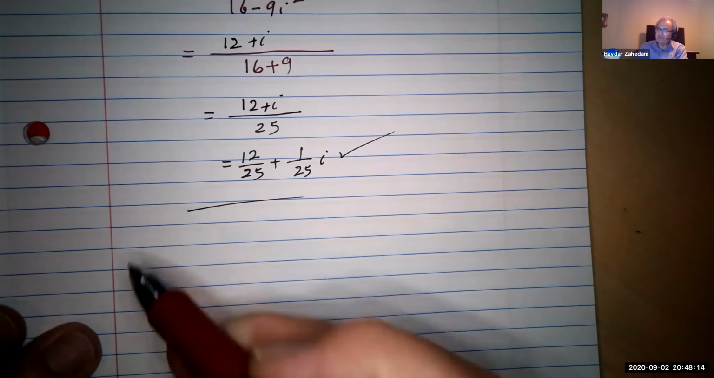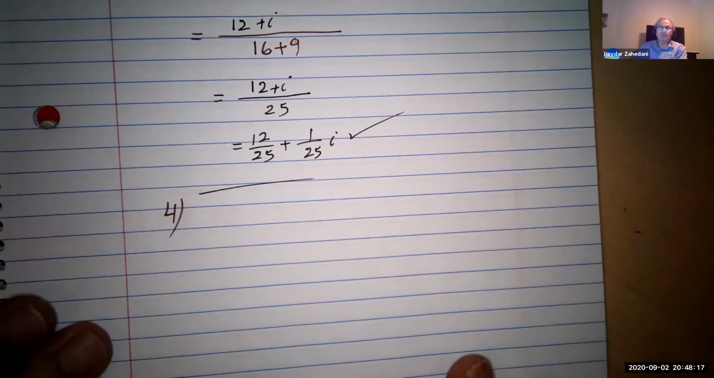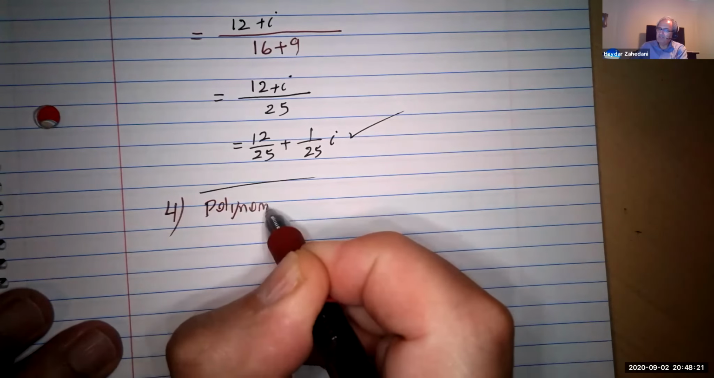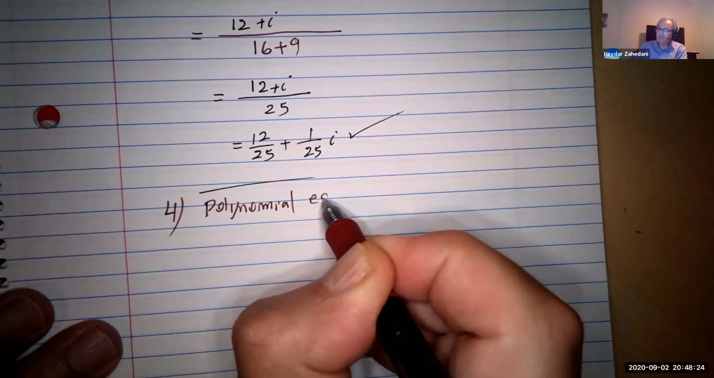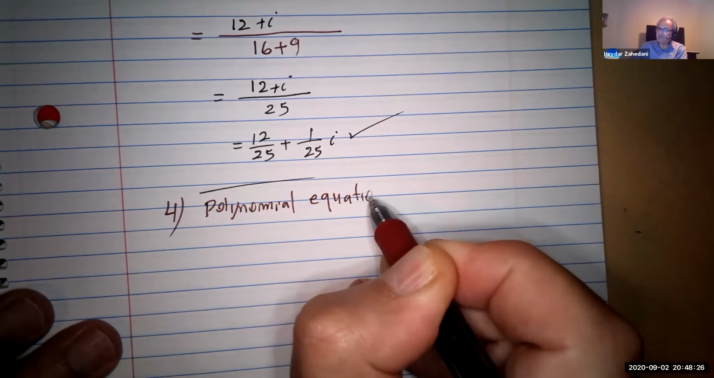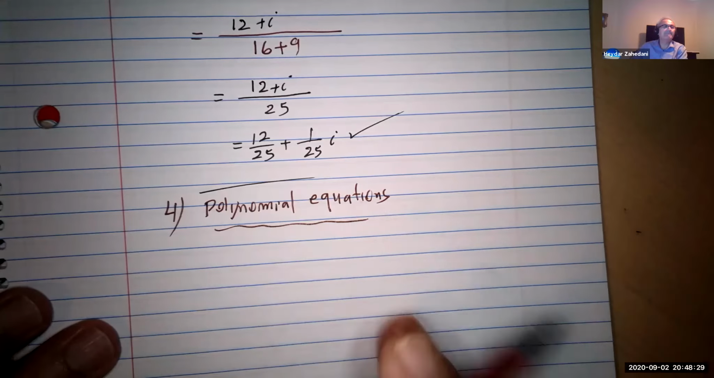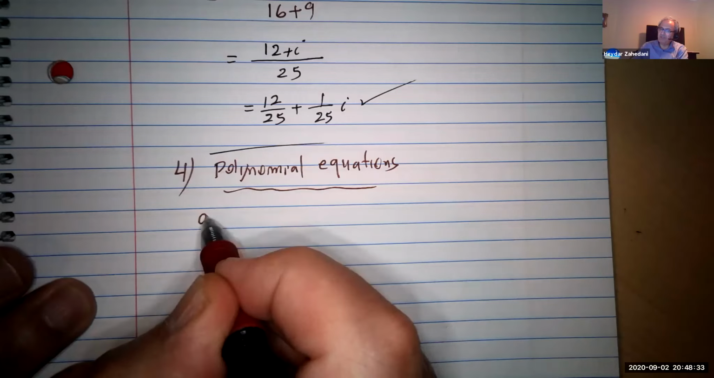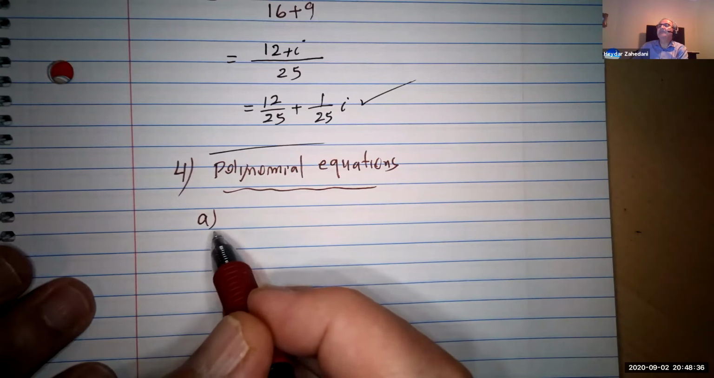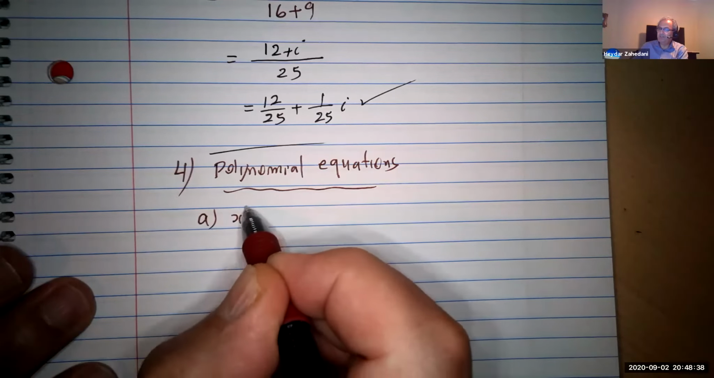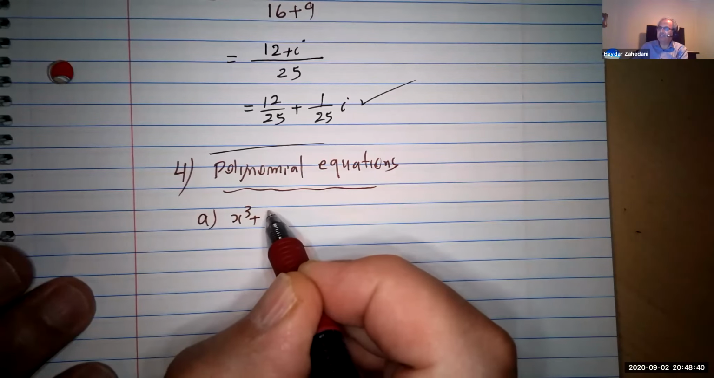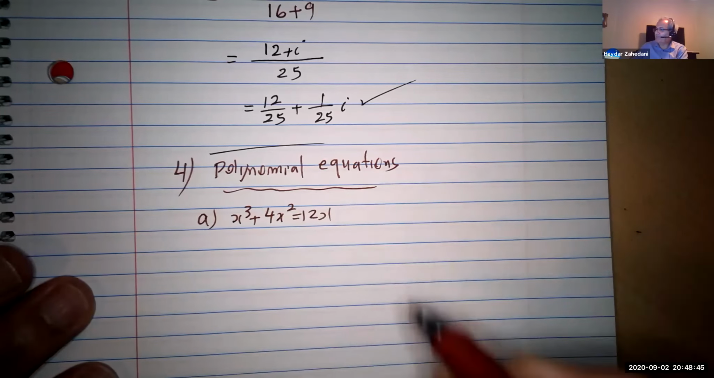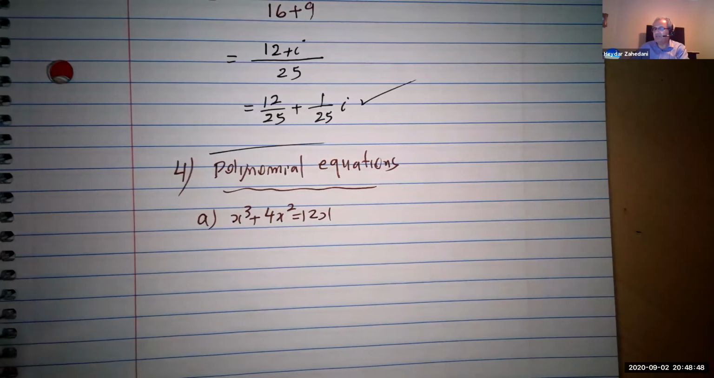Okay, number 4. So this is the topic that we did today. You see polynomial equations. So you have to solve this equation using factoring only. Okay, there are a couple of cases. We put them here. Part 1 is x cubed plus 4x squared equal to 12x. That's type 1.